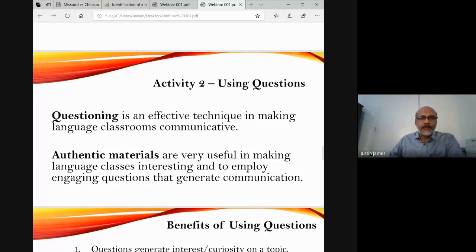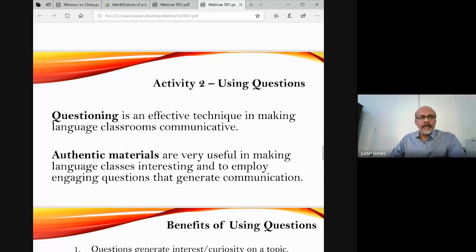Then the second activity, using questions, how you can combine questioning and these authentic materials. I think Dr. Ankita discussed elaborately on how you can teach the students to make questions, and the importance of asking questions and allowing students to ask questions in the class. Now, how are we going to do this? Why are you going to do this?